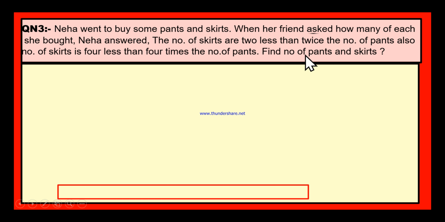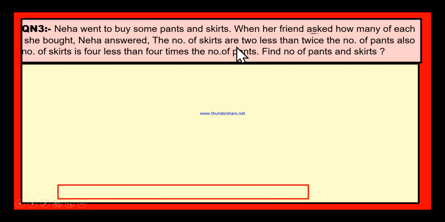Here we have to find two values. One is the number of pants and the second is the number of skirts. In order to find these two values, we are given two conditions. The first condition is the number of skirts are 2 less than twice the number of pants. And the second condition is the number of skirts is 4 less than 4 times the number of pants.